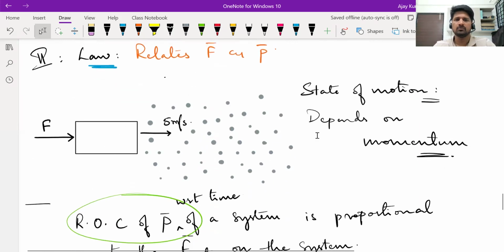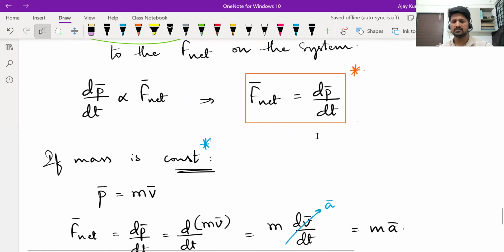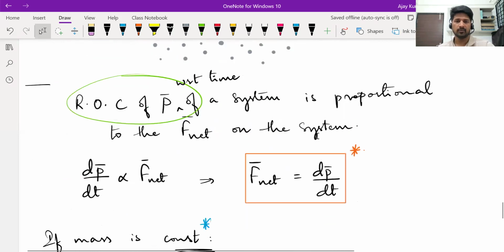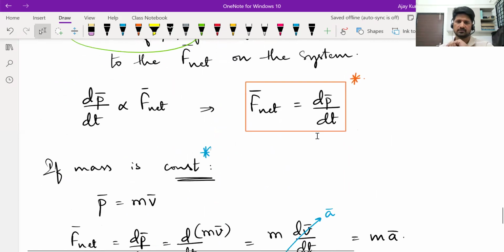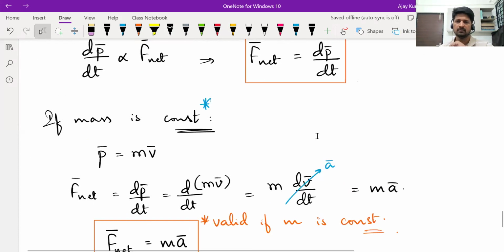Then we moved on to the second law. Now we know that force causes a change in the state of rest or motion of the system. So basically force changes the momentum of a system. So the second law relates force to momentum, and the law states that the rate of change of momentum of a system with respect to time is proportional to the net force acting on the system. So F net is proportional to dp by dt, and F net is equal to dp by dt.